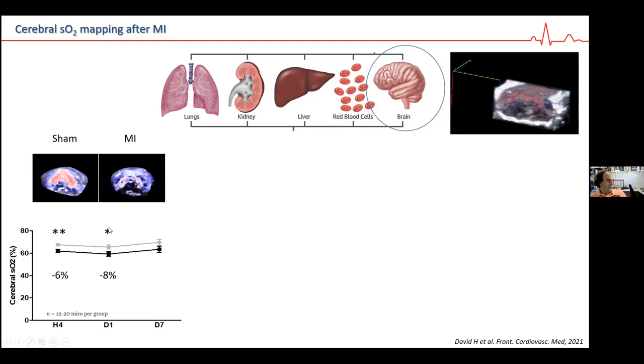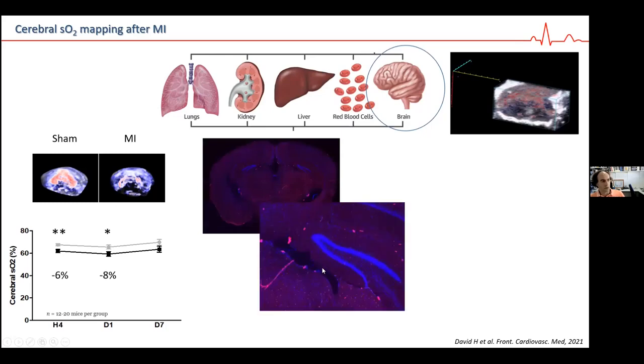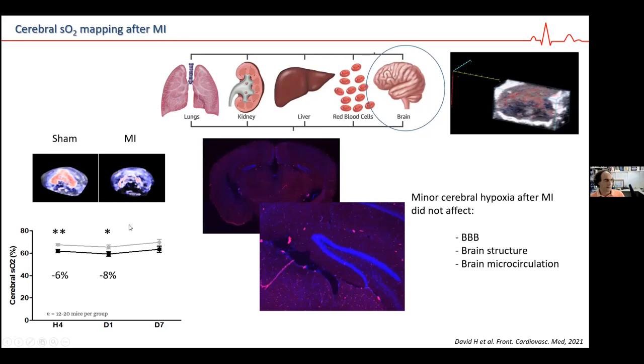So we saw in the acute phase a decrease in oxygenation level in the whole brain, which came back to normal. But when we assessed using histology, minor cerebral hypoxia after MI did not affect the blood-brain barrier, brain structure, or brain microcirculation. So we still see hypoxia, but no modification here.